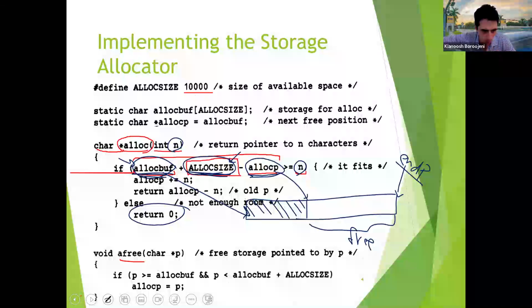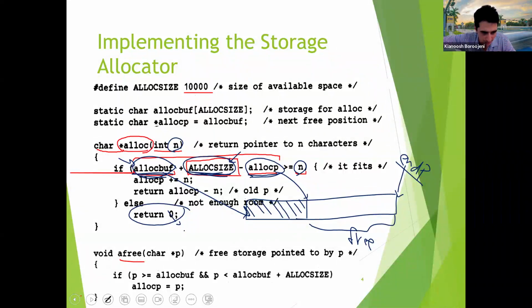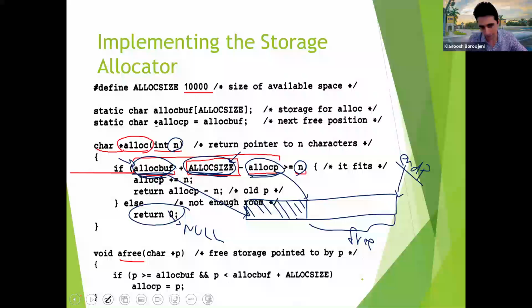You return 0 or null. This is basically the null pointer. You return null when you don't have enough memory. That's exactly how malloc works. Malloc is the more complicated version of this, which returns null when you don't have enough space.